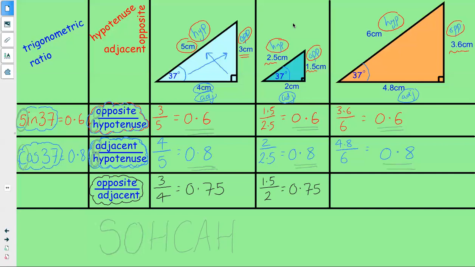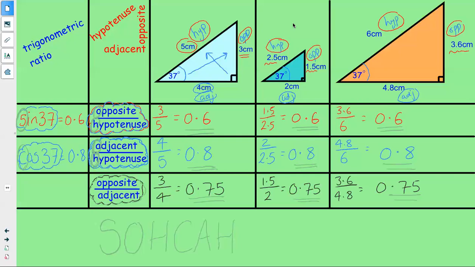Next one, the opposite is 3.6, and the adjacent is 4.8. Again, if I take that into my calculator, my answer is 0.75. Once again, every single answer here is 0.75. What can I state? For every right angled triangle with an angle of 37, the opposite side divided by the adjacent will always give you an answer of 0.75.